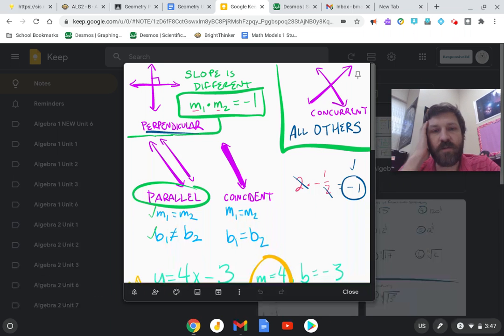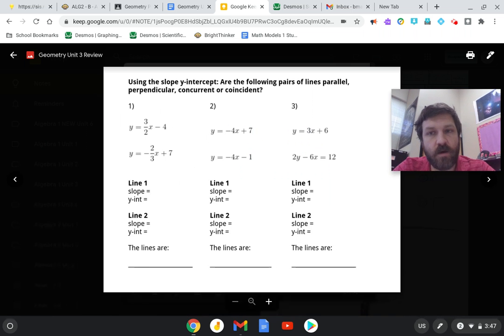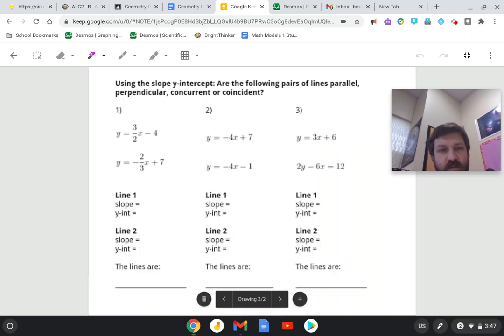Remember, lines are parallel when their slopes are the same. Their y-intercepts are different. Coincident lines are same slope, same y-intercept. Perpendicular lines are lines which don't have the same slope, and their slopes multiply to make -1. And then everything else falls into the concurrent category. So what you're going to do is just go through these and see which one of these options matches the thing that I'm working on. So let's hop over here.